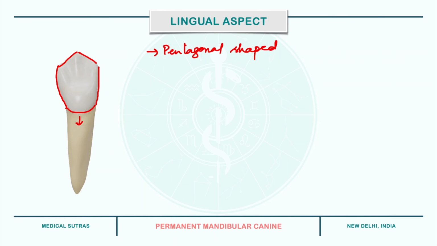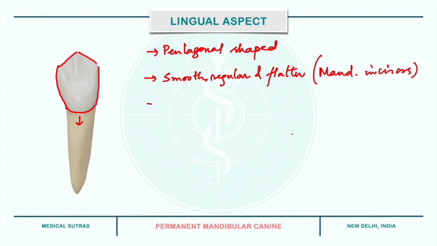The lingual surface is smooth, regular, and flatter, similar to the mandibular incisors. It is narrower than the labial surface as the crown tapers lingually.